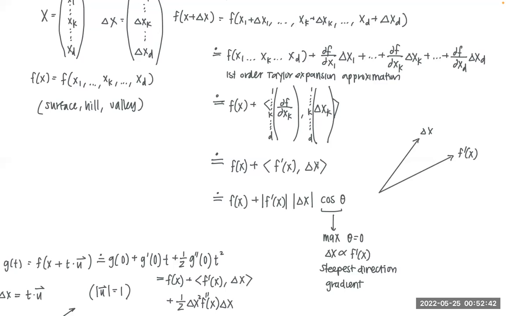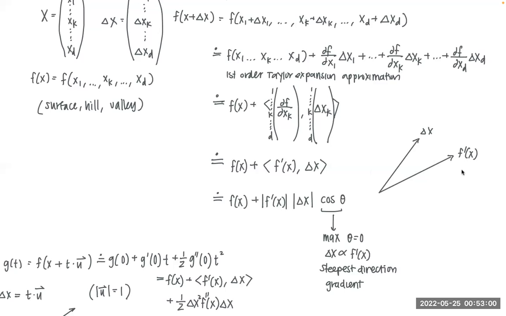And again, the reason that this gradient gives the steepest direction is that for any delta x of fixed length, this inner product is maximized when delta x is proportional to this gradient, or along the same direction as the gradient.